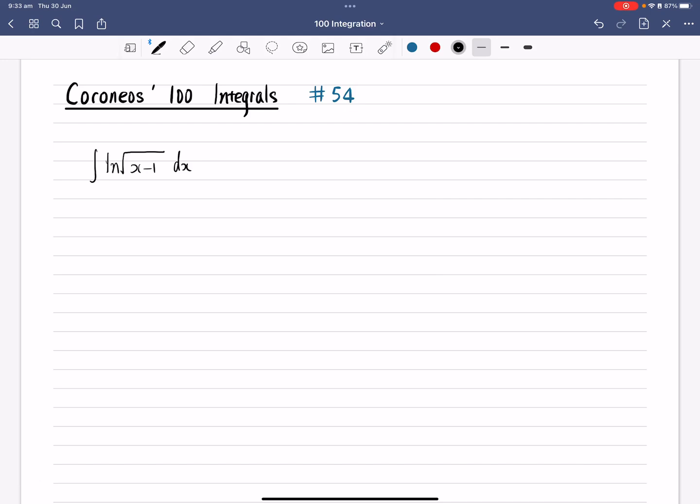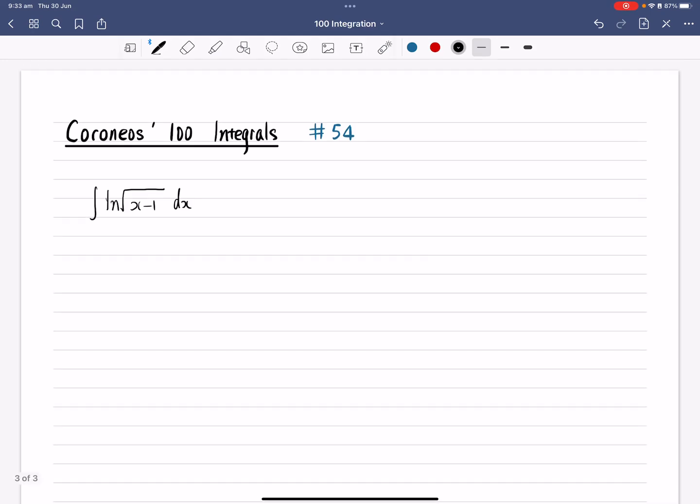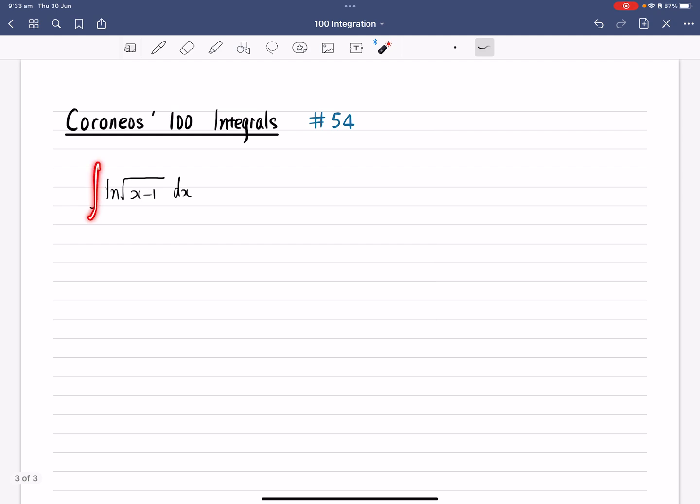Okay, Coroneos 100 integrals number 54. All right, so we've got a question saying we need to integrate ln square root of x minus 1.